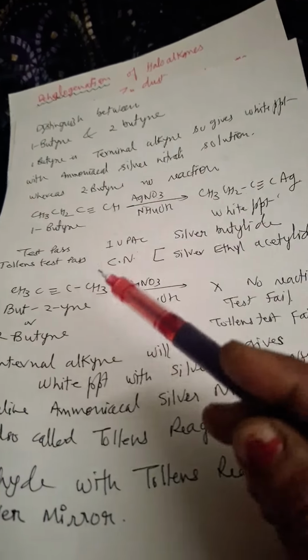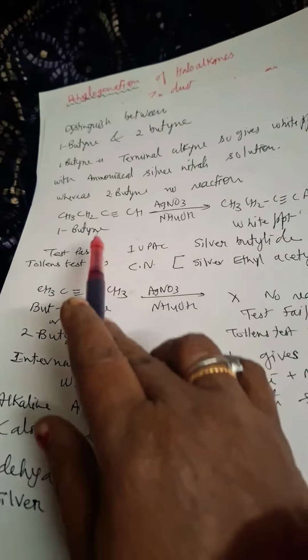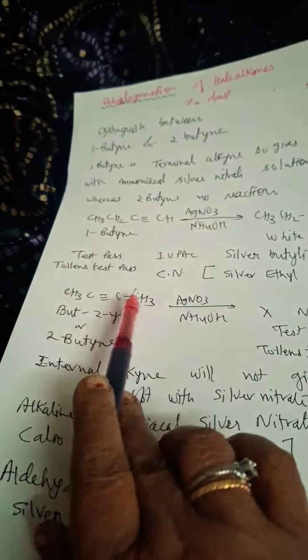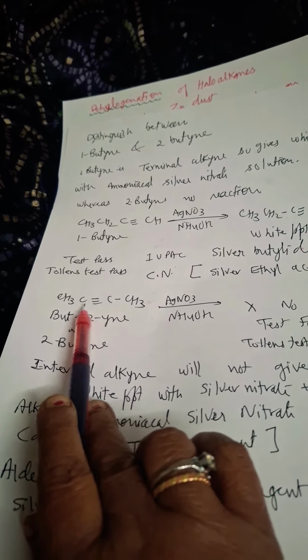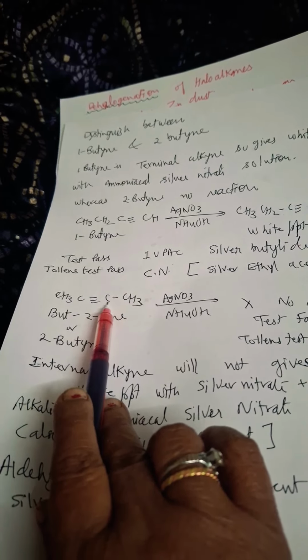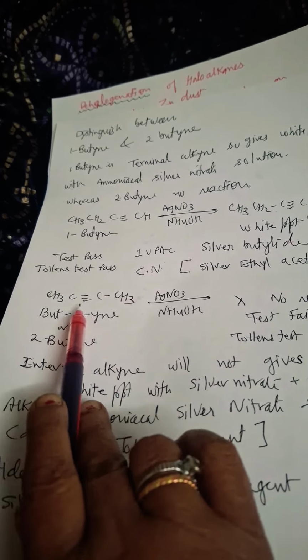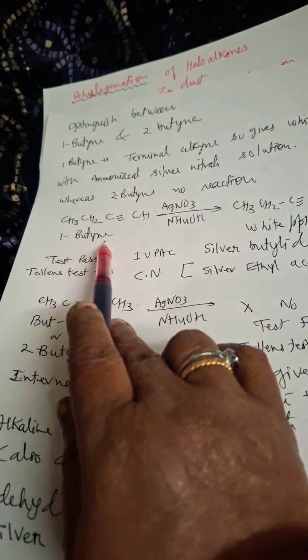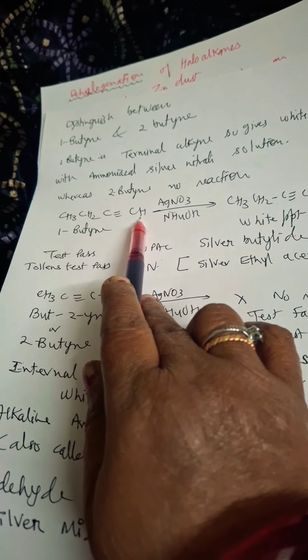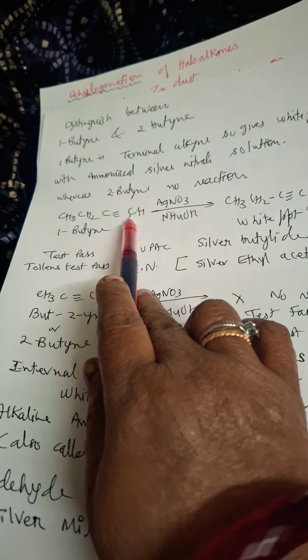Any number of exercises you can see. Only check whether it is a terminal alkyne or internal. This is an internal alkyne. The triple bonded carbon does not have any hydrogen around it. A terminal alkyne must have hydrogen on the triple bonded carbon.